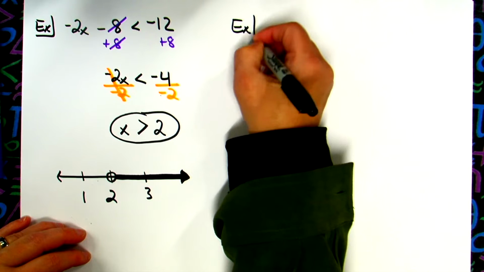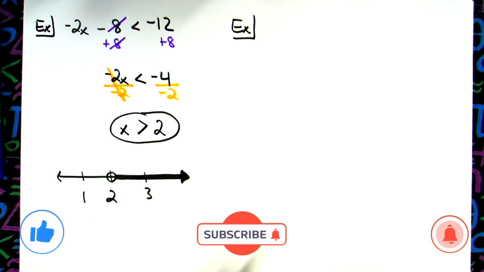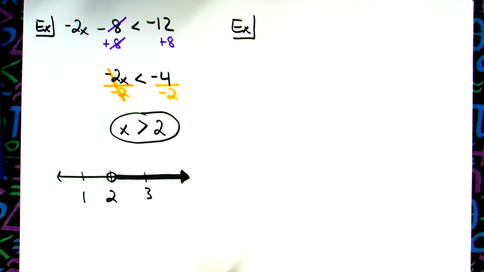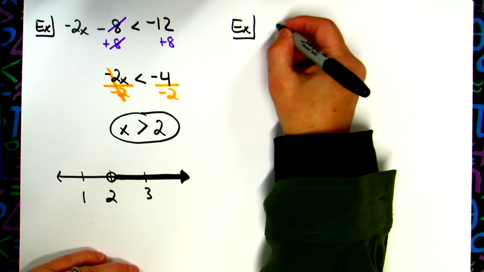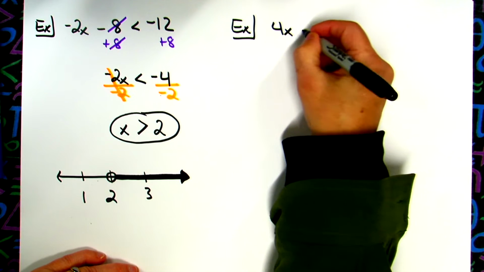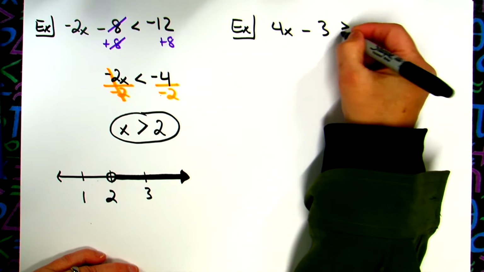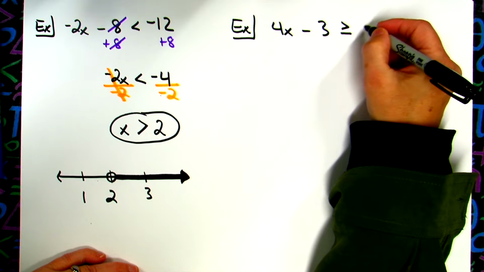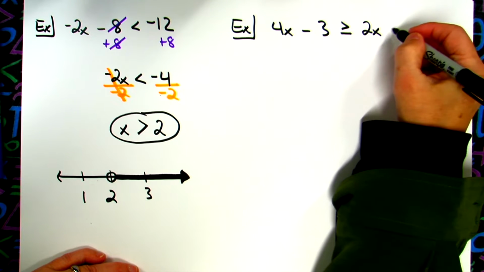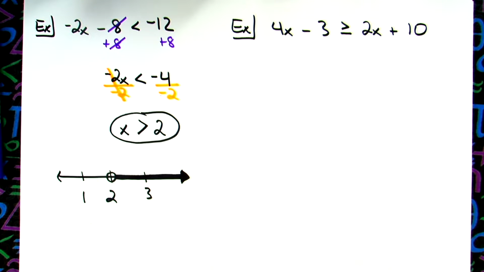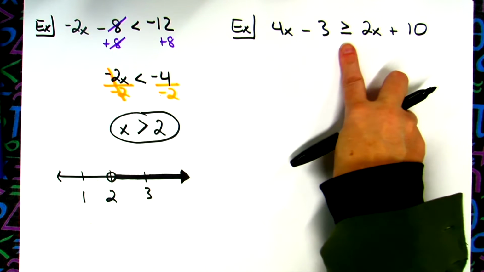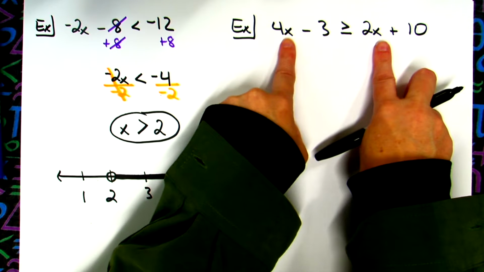All right, so that's a 2-step. We know how to do 2-step equations. All right, let's suppose we've got one with x on both sides. So let's do 4x minus 3 greater than or equal to 2x plus 10. Again, this may not come out even. They don't always have to come out even. All right, so this has x on both sides, just like the ones that had equations with x on both sides.